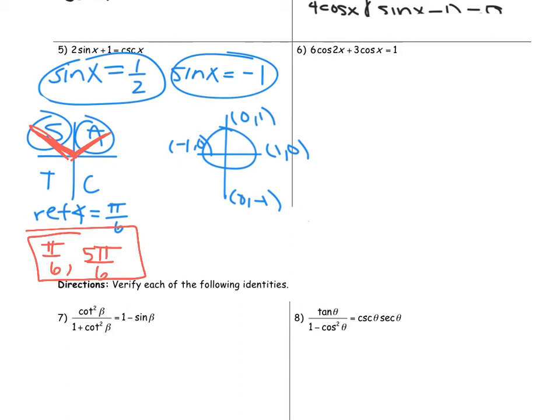Now, where does sine of x equal -1? Well, that's right here at 3 pi over 2. So there are your 3 angles at pi over 6, 5 pi over 6, and 3 pi over 2.